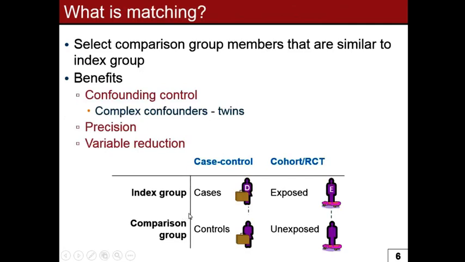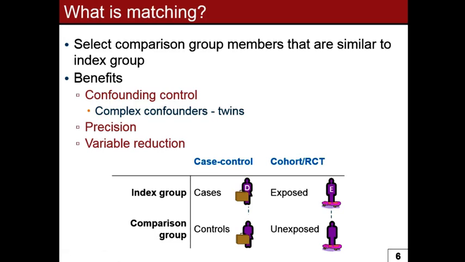So more formally, what does this mean? It means we select a comparison group that looks like an index group. That's maybe the most general way to think about it. We very purposively select control people that don't have the thing of interest. If it's exposure, we look for unexposed that look like the exposed. If it's a case control, we're looking for controls that look like the cases. And why do we do this? The major reason is confounding control. We're not just going to get anybody from the community and hope that the comparison is valid to our cases.